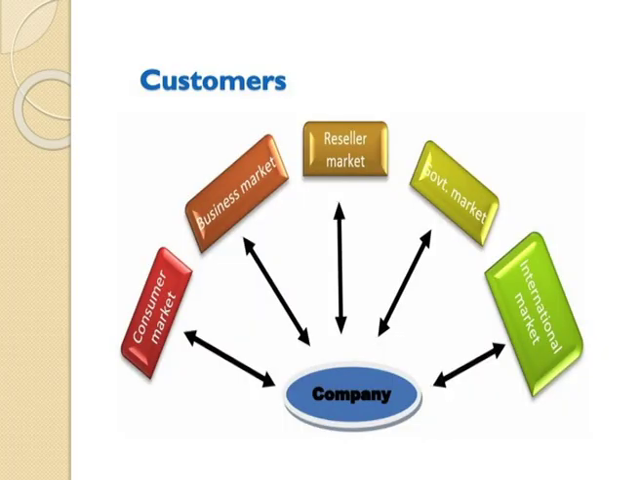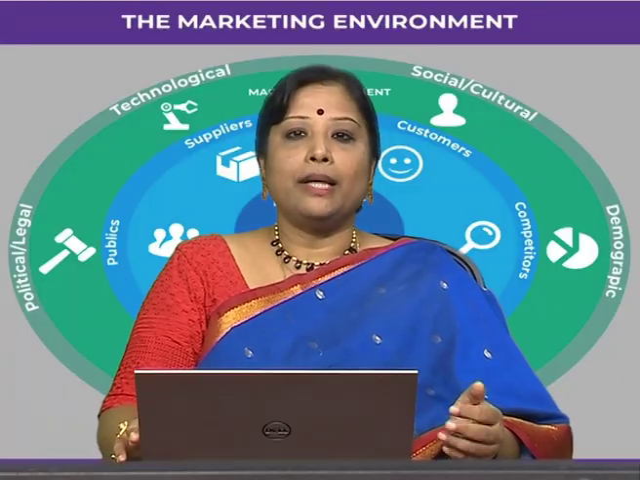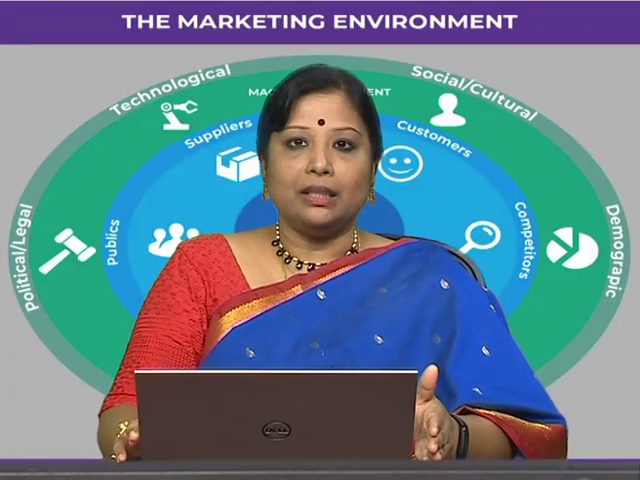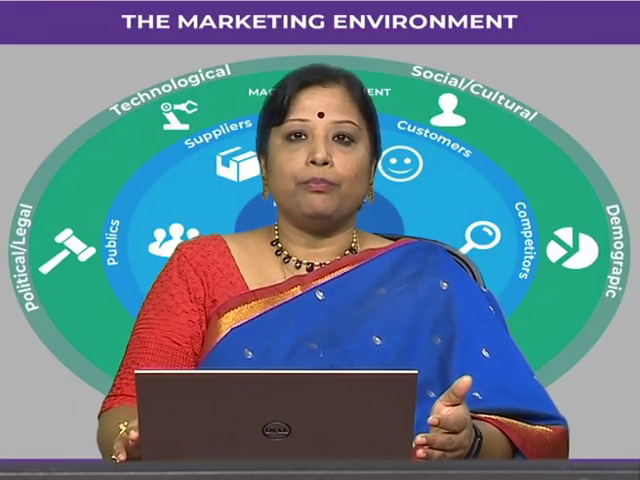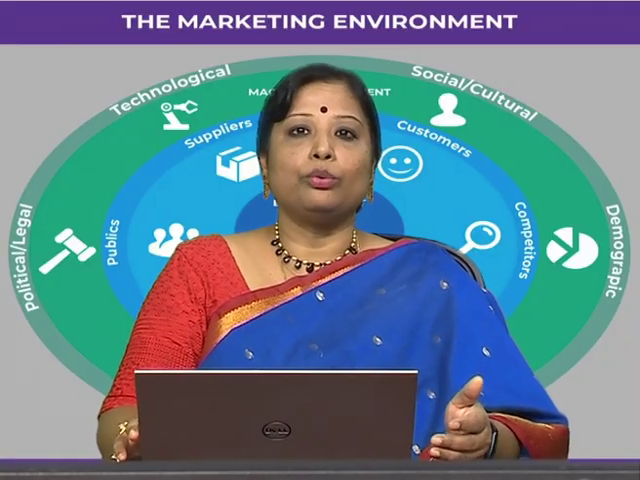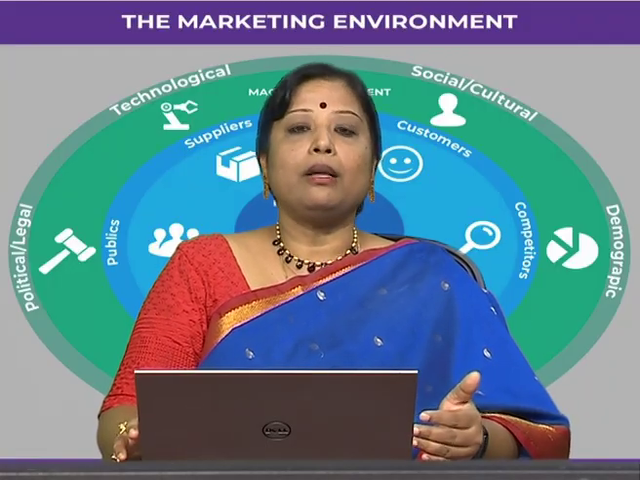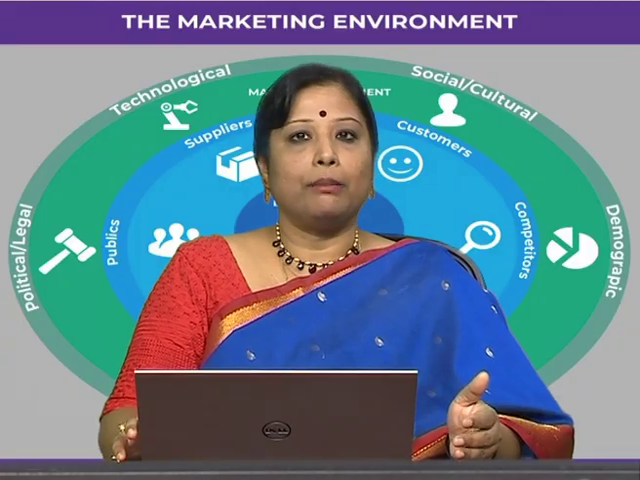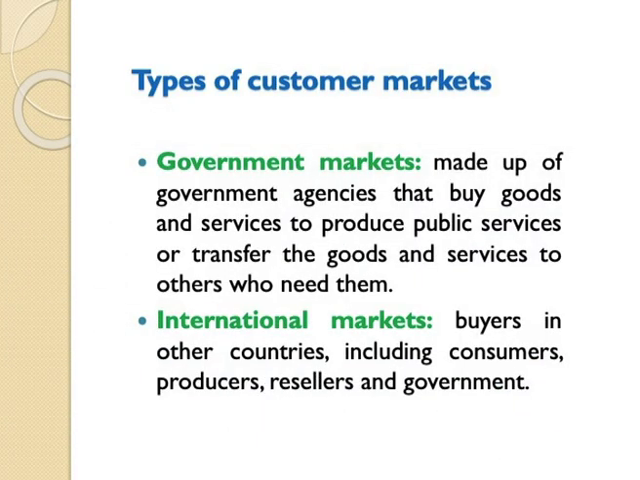The fourth one is the government market. Government market is made up of government agencies that buy goods and services to produce public services or transfer the goods and services to others who need them. For example, if I buy a laptop for APSRTC or for Indian Railways, then it becomes a government market, or the public distribution system where rice and different items are given to white ration card holders or any ration card holders. So, it is called a government market, where the products are bought and sold by government organizations. Then comes international markets, my dear students, where buyers are from other countries.